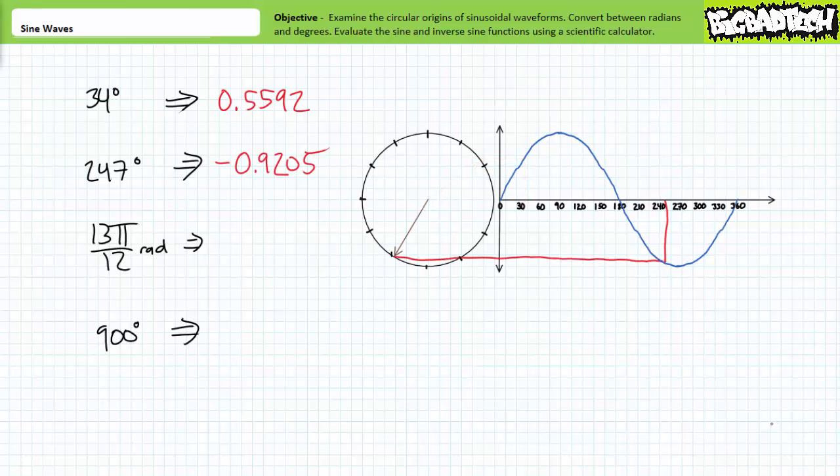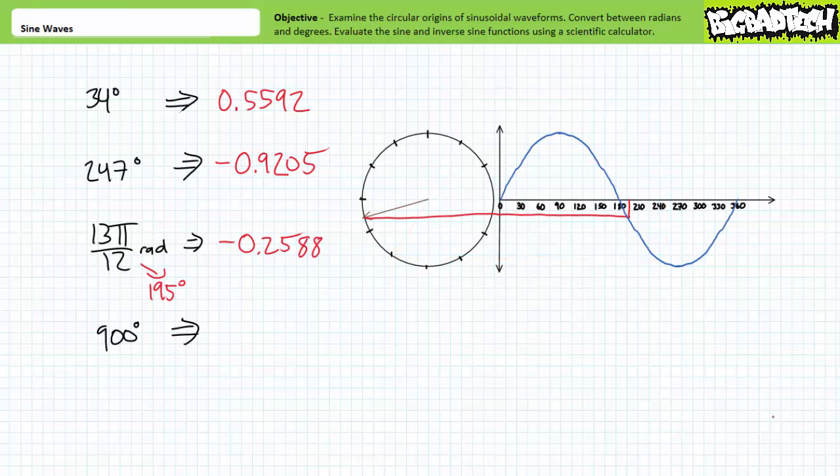The sine of 247 degrees would be approximately equal to negative 0.9205. This position on the circle and sine function would be right about here. Note our value is negative because we're below the x-axis. The sine of 13 pi over 12 in units of radians would be equivalent to the sine of 195 in units of degrees. This value is negative 0.2588. This position on the circle and sine function would be right about here. Again, note our value is negative because we're below the x-axis.